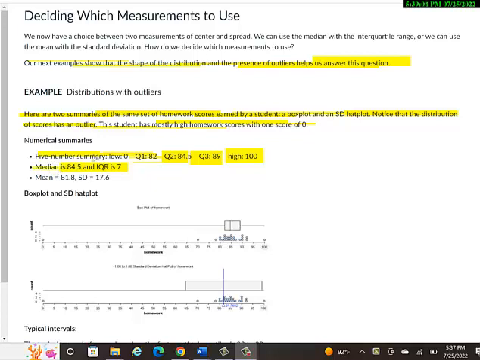Big deal. Median is 84.5. The interquartile range is 7. The mean is 81.8 with a standard deviation of 17.6. If you're wondering where they got those numbers, these are things that StatCrunch would do for you, or some other computer program. In real life, people don't do these calculations on their own. They just type all the data values into some program, and the program does it for them. Don't worry too much about it.